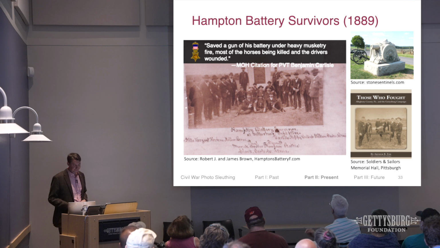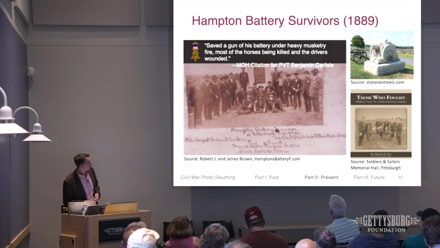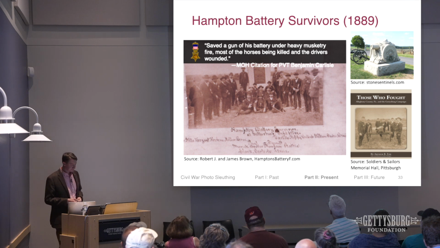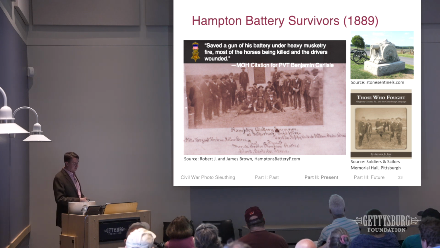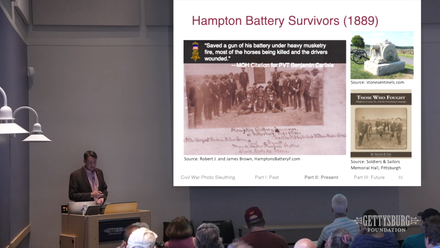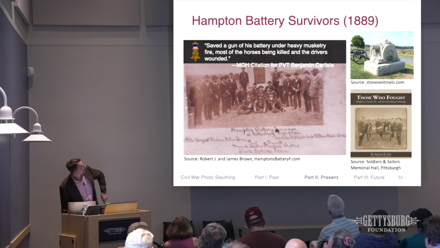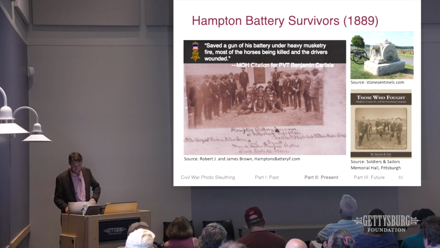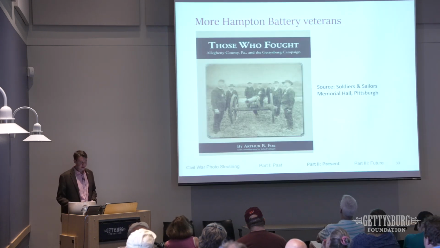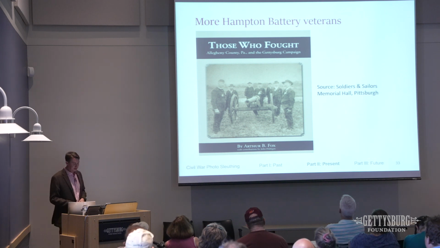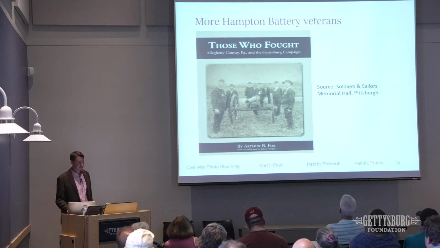In fact, we can't even tell which one is Caspar Carlyle and which one is his brother Benjamin Carlyle. Caspar got his Medal of Honor for saving a gun of the battery under heavy musketry fire, with most of the horses being killed and the drivers wounded. There is, however, another, so you can see the positioning here. There's one Carlyle there and another Carlyle up there. Not super clear. There's one other photo of these guys that I've been able to find from the Soldiers and Sailors Memorial Hall in Pittsburgh.